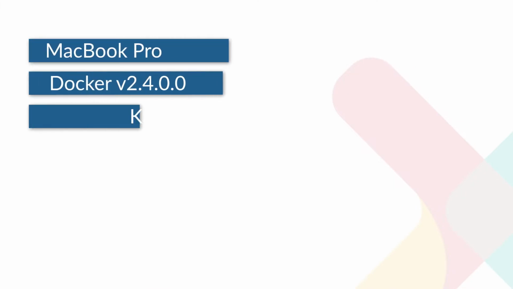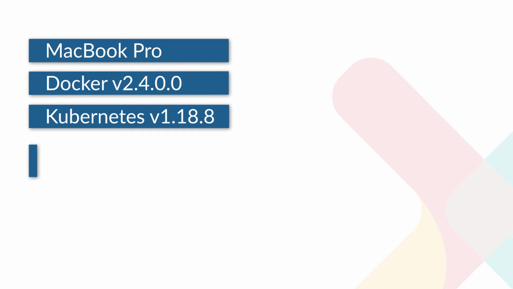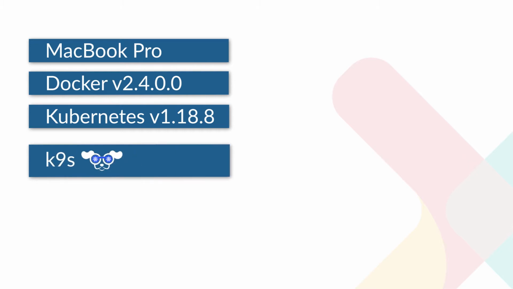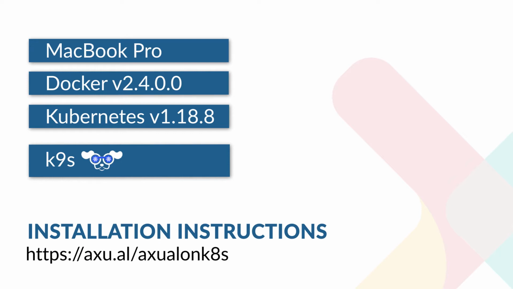The demo is performed on a MacBook Pro with Docker installed and Kubernetes enabled. Also, I have installed K9s, which is an excellent tool for troubleshooting and debugging Kubernetes installations, both locally and remote. If you have access to our Docker repo, you can follow along yourself. For a list of prerequisites and install instructions, please use the URL shown on your screen. Alright, let's get started.